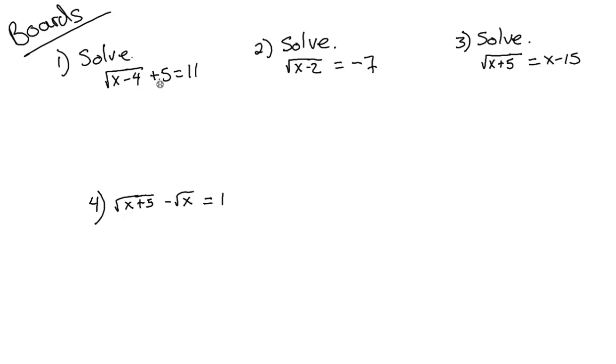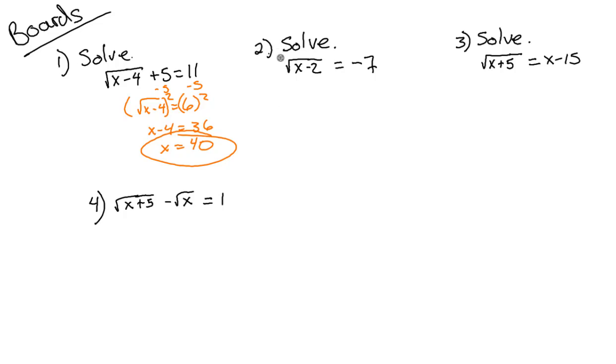Let's start with number 1. Subtract 5 to get the square root by itself, and we get square root of x minus 4 equals 6. Now it's by itself. We can undo the square root by squaring, and we get x minus 4 equals 36. Add 4 and we get x equals 40. Let's double check that answer. 40 minus 4 is 36. Square root of 36 is 6 plus 5 is 11. That is indeed an answer. No extraneous solutions picked up in that process.